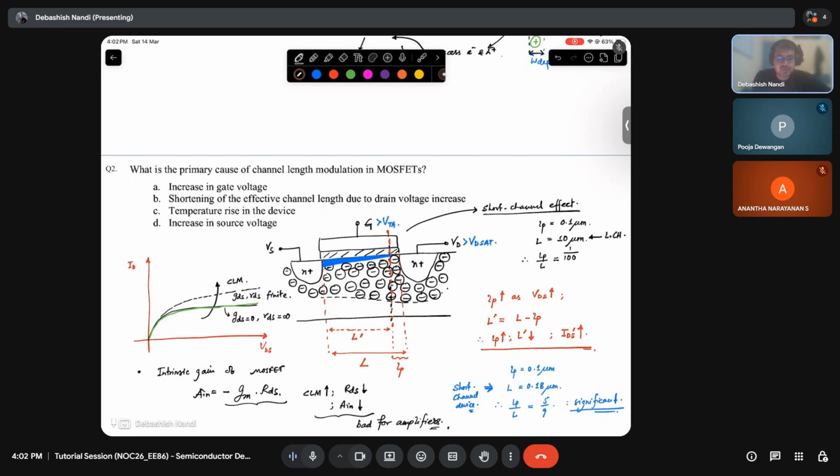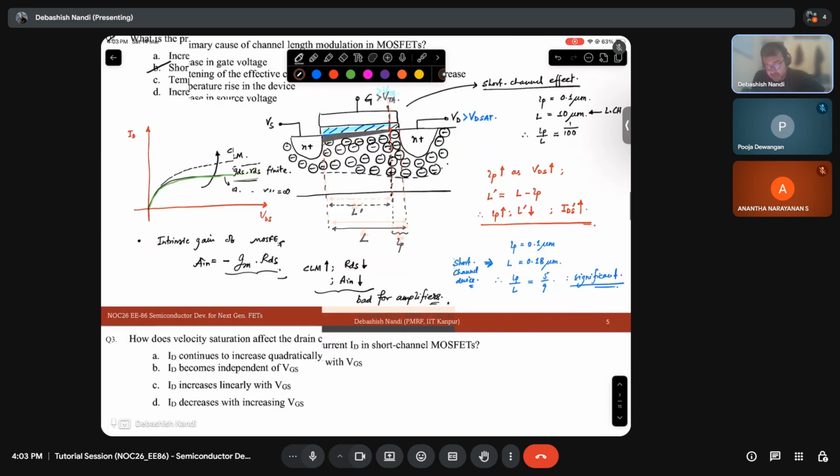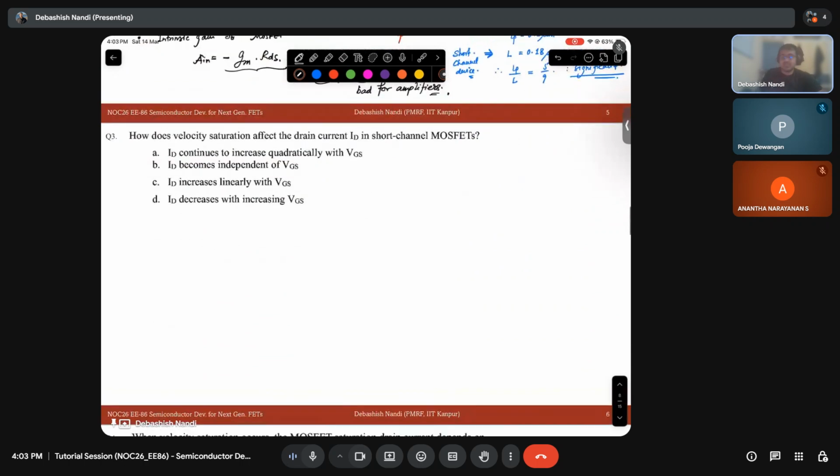Fine. So this is what channel length modulation is. Okay, so next is velocity saturation. Have you heard of any other saturation before velocity saturation? So this is in short channel MOSFETs. But what about in the case of long channel MOSFET?